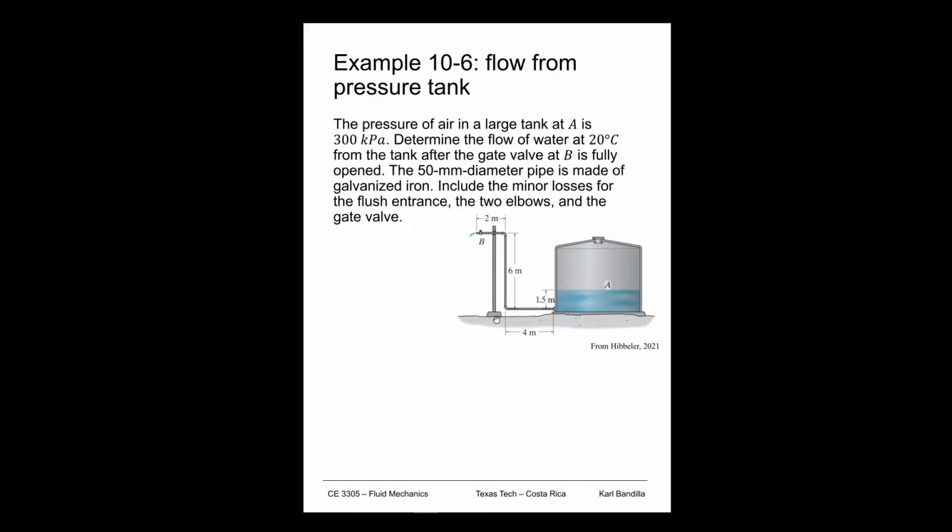Now this pipe, of course, will have major losses just because it's a pipe, galvanized iron, but we'll also have losses at the two elbows that we have here, 90-degree elbows. We have a gate valve up here, and of course we're going to have water flowing into this pipe through an entrance. So we'll have all those different losses. Now we are supposed to find what the flow is.